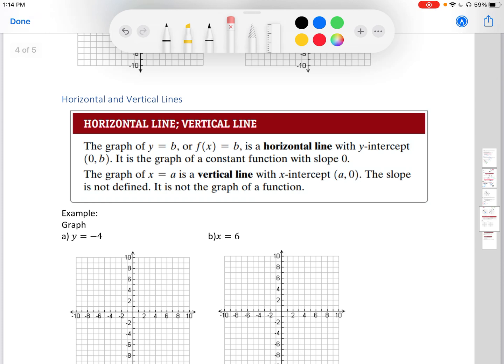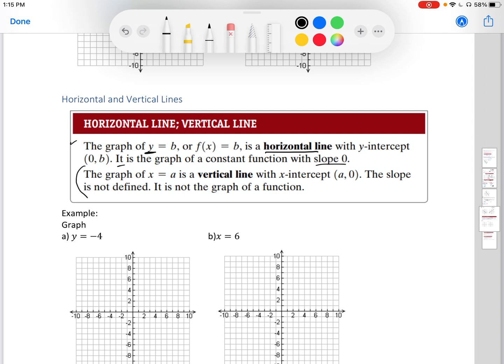Now, horizontal and vertical lines. Let's read from our notes. The graph of y equals a number, let's say b, y equals b, or f of x equals b, is a horizontal line. So notice I don't have an x. If I ever just have y without the x, we assume it's a horizontal line. It is a graph of a constant function with a slope of 0. So horizontal lines have a slope of 0 and they're always y equals a number.